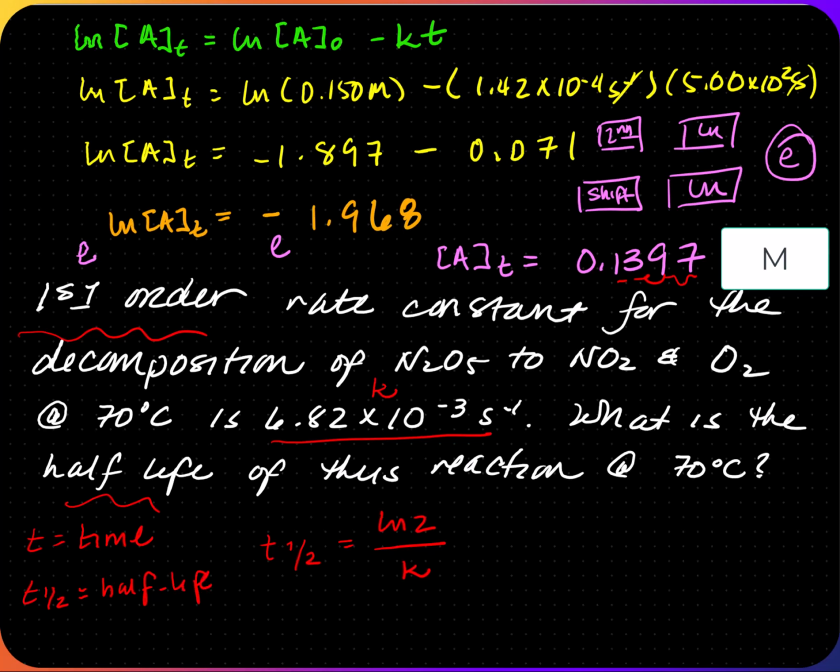And if you notice, you will be using both. Time is the time that they tell you to solve for. T 1/2 is the time it takes for the concentration to decrease by 50%. So if I plug this in, this is ln 2 divided by 6.82 times 10 to the negative 3 seconds to the negative 1. So t 1/2 equals 101.63.